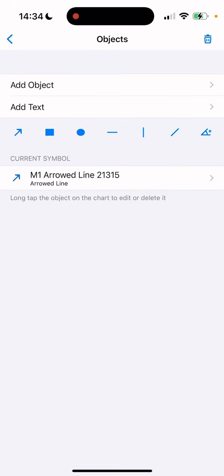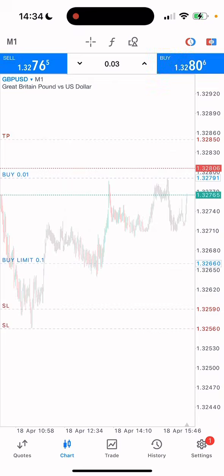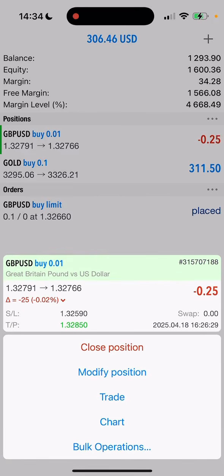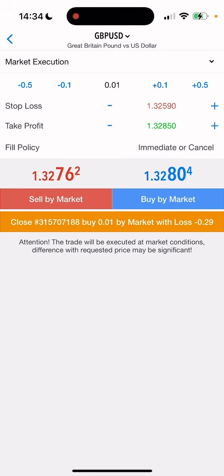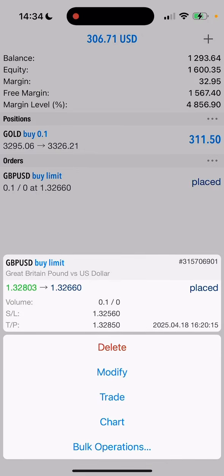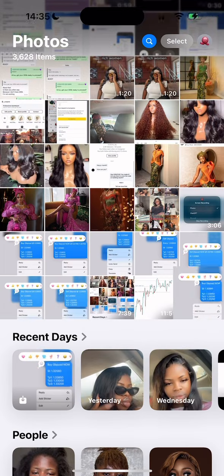So, now that we have done that, let us go to another type of signal and place. So I'm going to close this trade that is running now. How do you close? Tap on trade, you see close. Tap on close, close market buy. Tap on that. Then to delete, I'll tap on the trade, tap on delete, then delete.